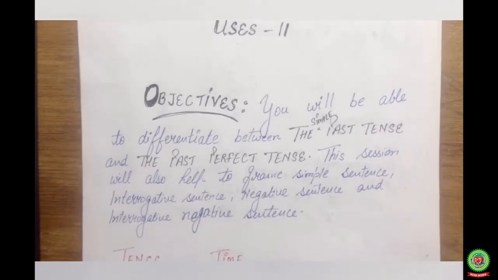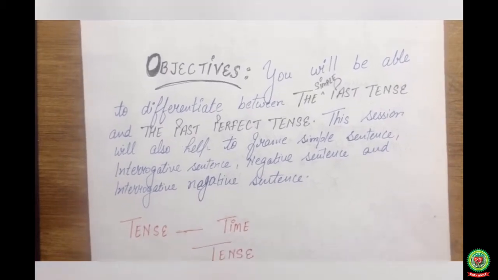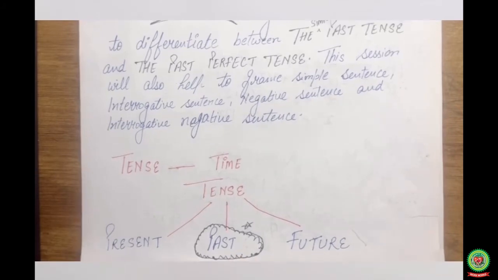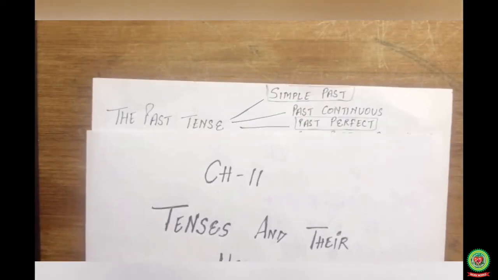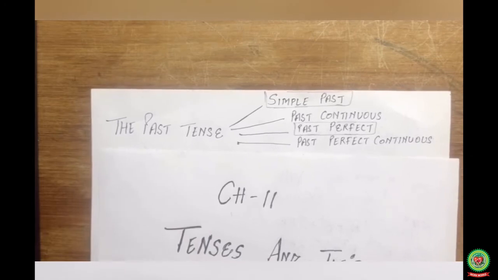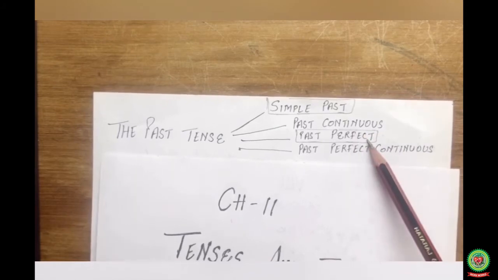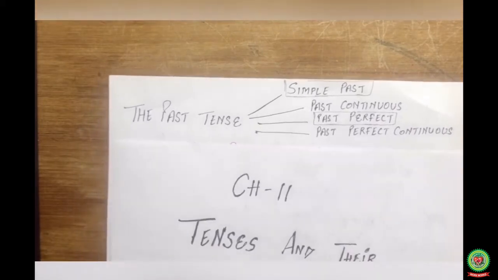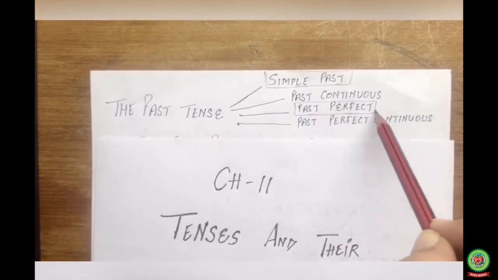Now, before starting, I want you to know what actually tense is. Children, tense is time. We have already done in our previous classes that tenses are of three types: present tense, past tense, and future tense. Today we are going to discuss our past tense. Now see, children, the past tense is further divided into four parts: the simple past tense, past continuous tense, past perfect tense, and past perfect continuous tense. Today we are going to discuss our simple past tense and our past perfect tense.